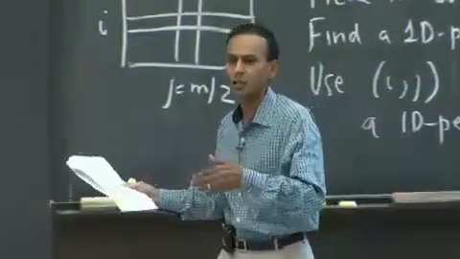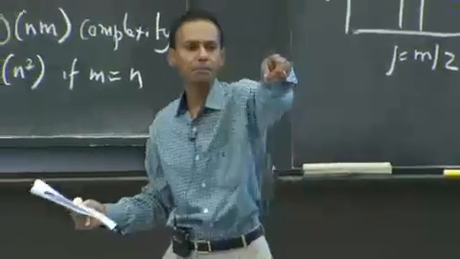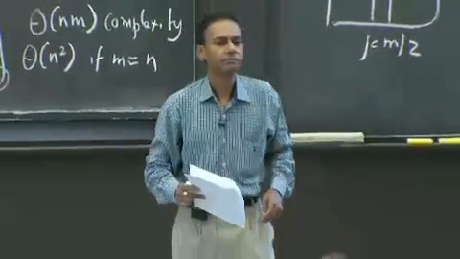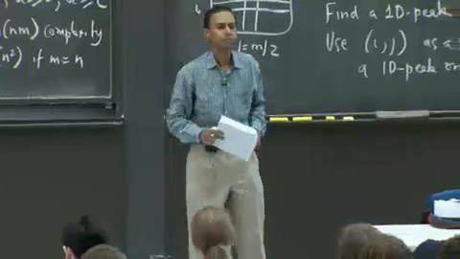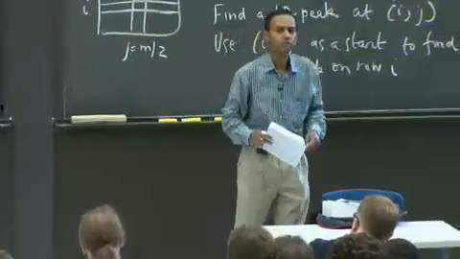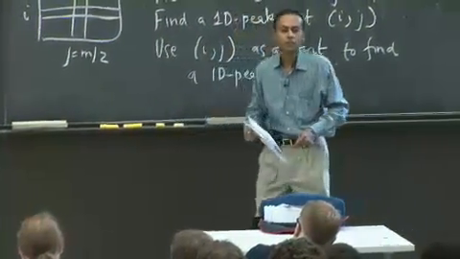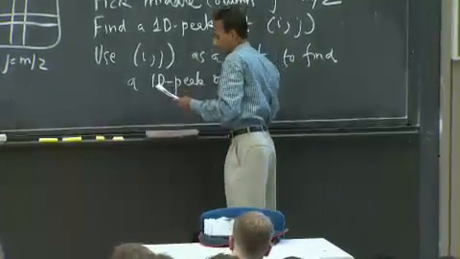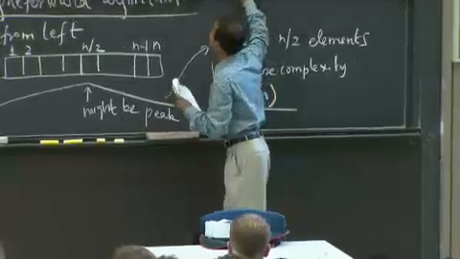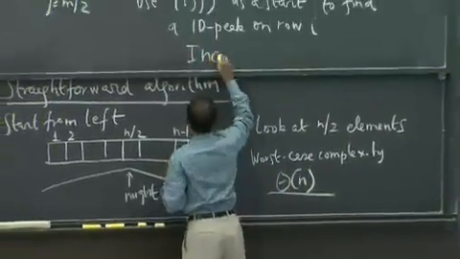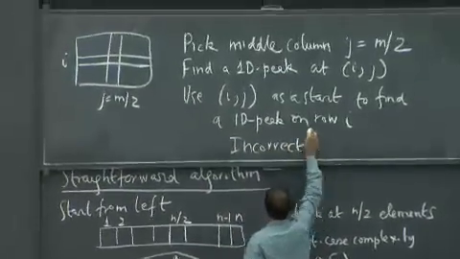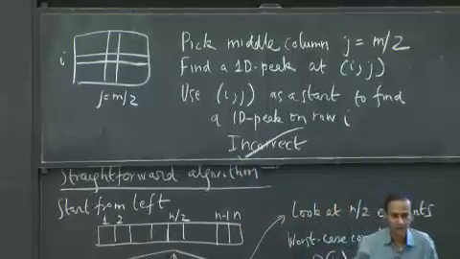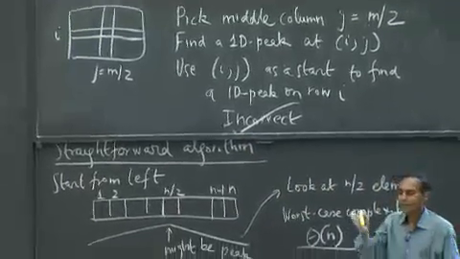No. Can someone tell me why I'm not done precisely? Yep. Because when you do the second part to find the peak in row i, you might not have a column peak anymore. It might not be a peak on the column anymore. That's exactly correct. So this algorithm is incorrect, okay? It doesn't work.